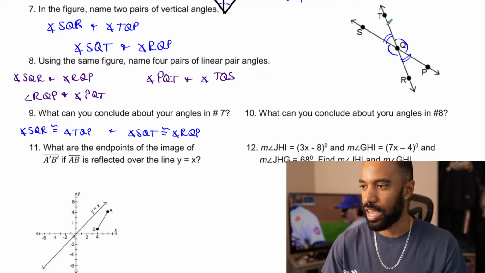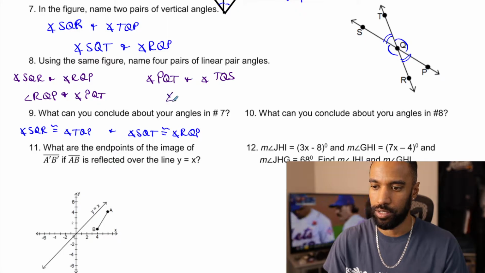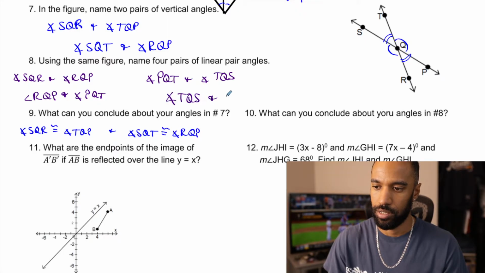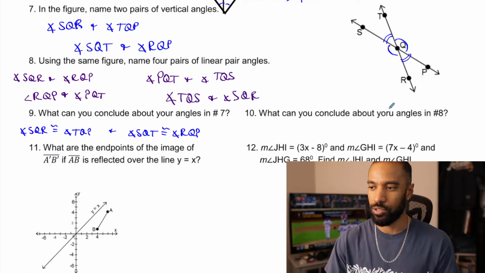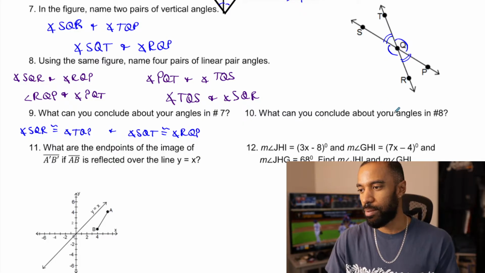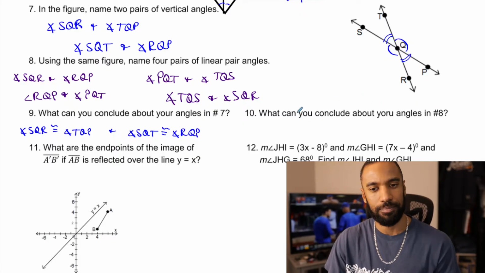And then lastly, angle TQS and SQR. Sometimes it's easier if they just had angle numbers, right? What can I conclude about your angles? Here's the typo I saw. What can you conclude about your angles in number 8?